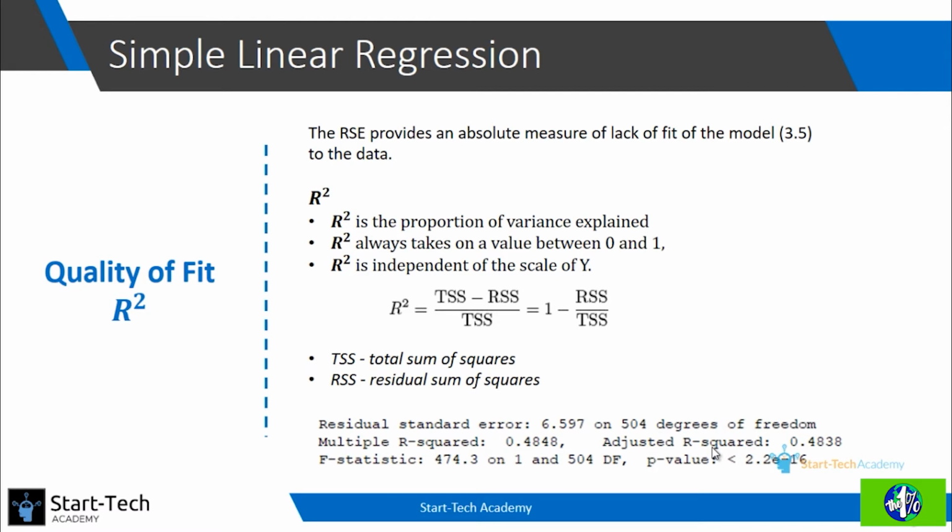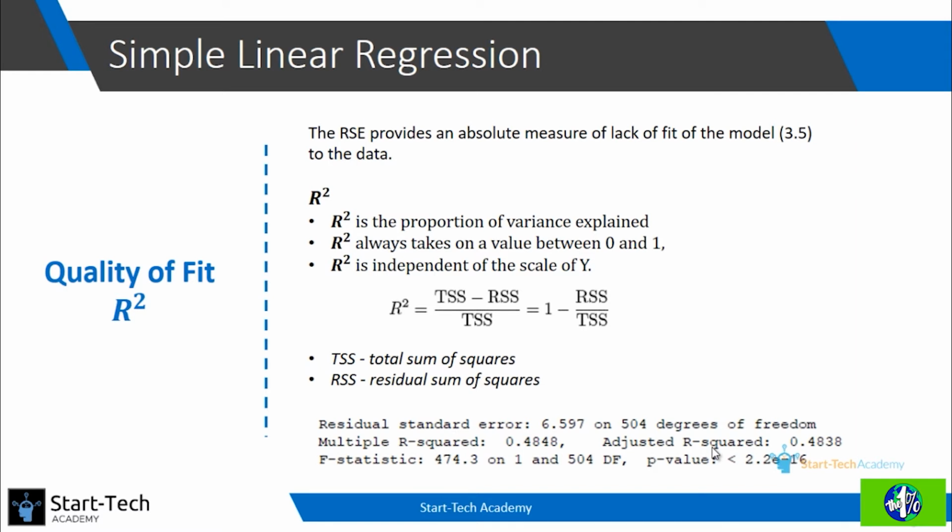So the adjusted R squared is a modified version of R squared that has been adjusted for the number of predictors in the model. The adjusted R squared increases only if the new term improves the model more than would be expected by chance. It decreases when the predictor improves the model by less than expected by chance. So adjusted R squared is a more preferred term over R squared.